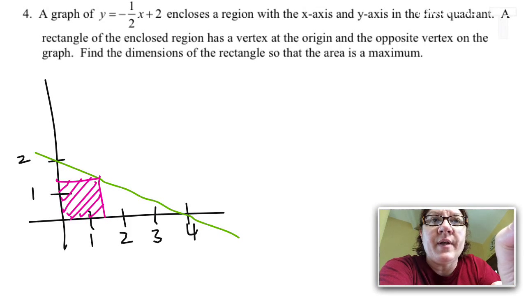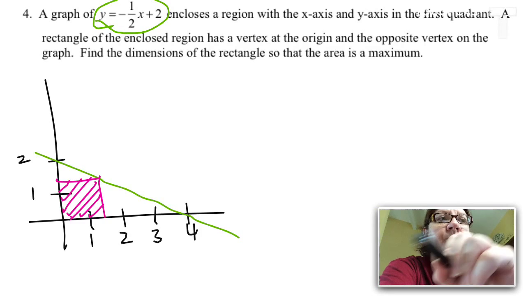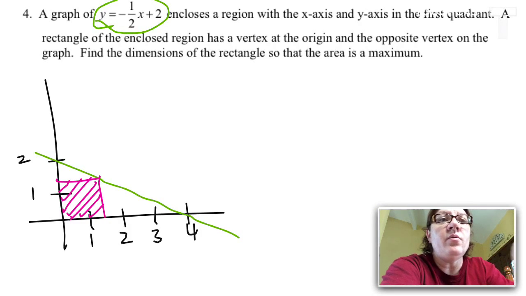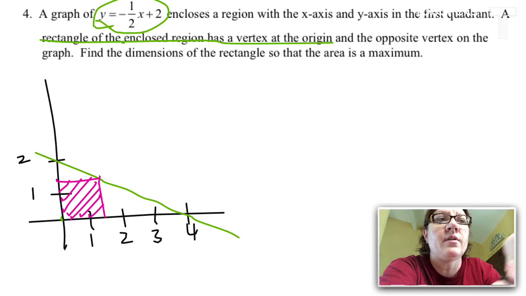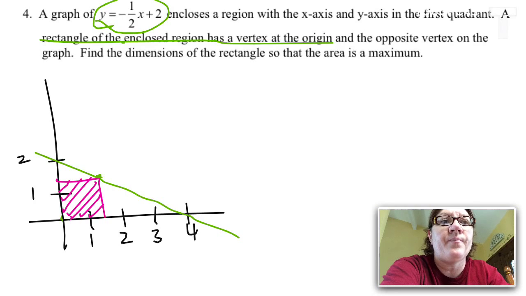So on this next problem, I started by graphing the line. And I note that it says I have an enclosed rectangular region which has one vertex at the origin. So here it is, got a vertex at the origin, and the opposite vertex is on my line. And so I'm supposed to find the dimensions so that the area is a maximum.